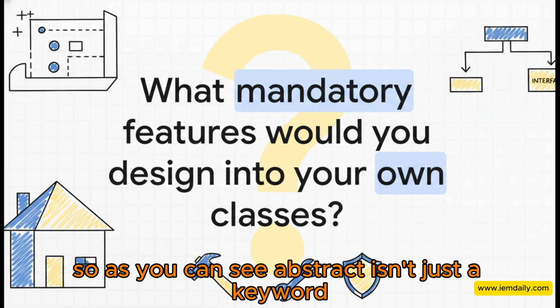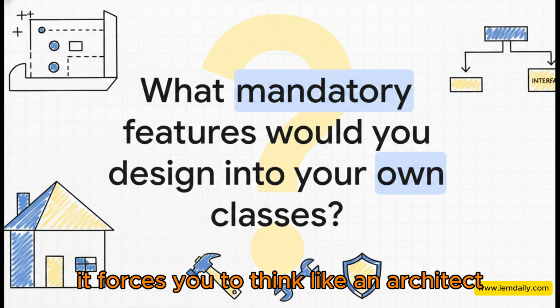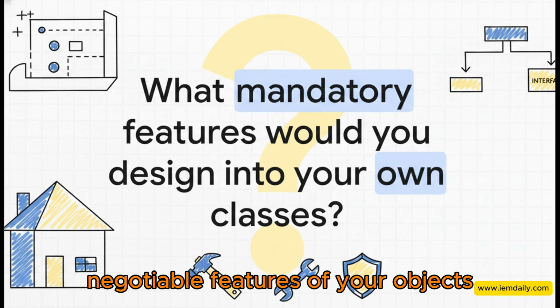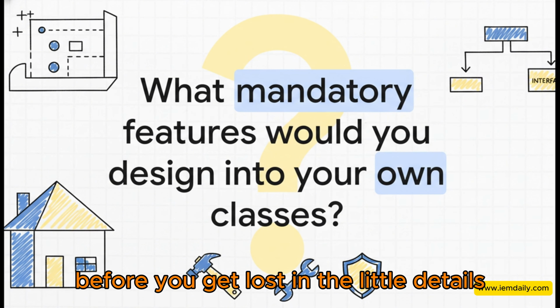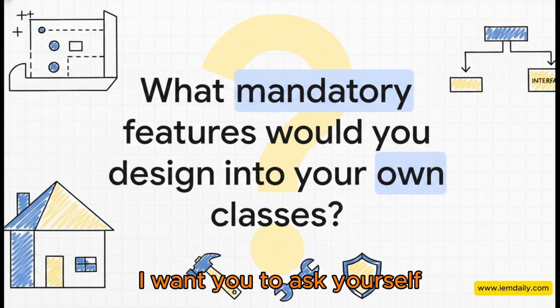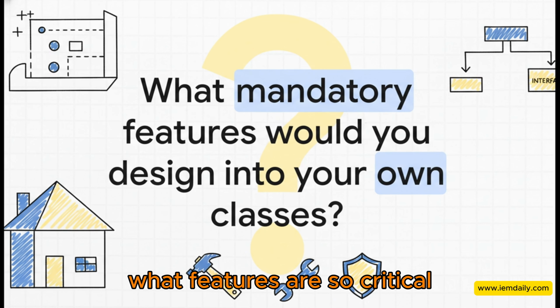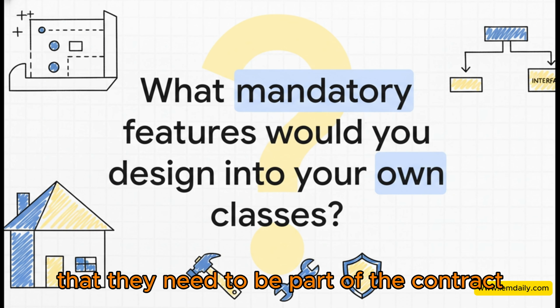So, as you can see, abstract isn't just a keyword. It's a powerful design philosophy. It forces you to think like an architect, to define the essential, non-negotiable features of your objects before you get lost in the little details. So as you move forward with your coding, I want you to ask yourself, what is the blueprint for my next class? What features are so critical that they need to be part of the contract?